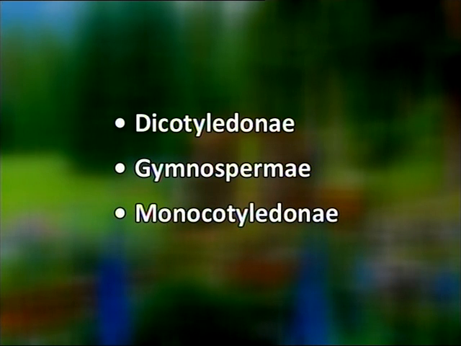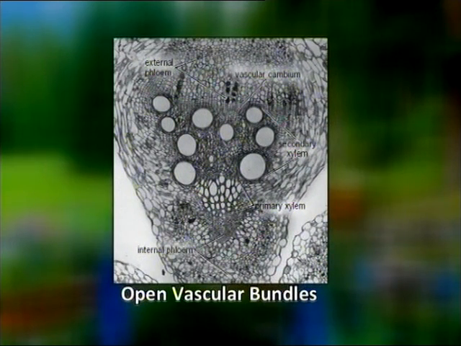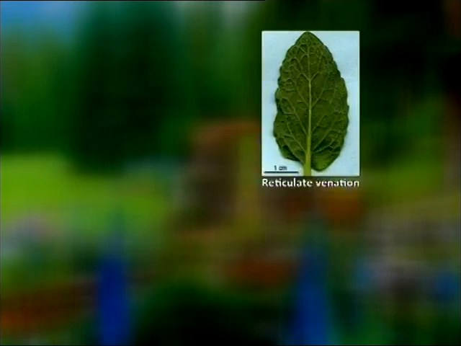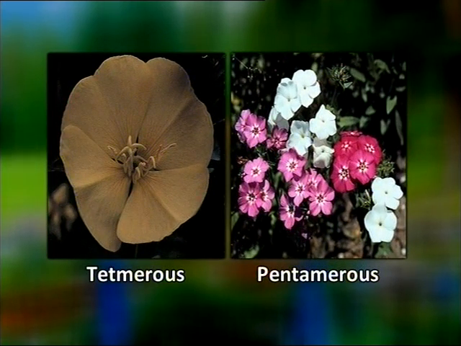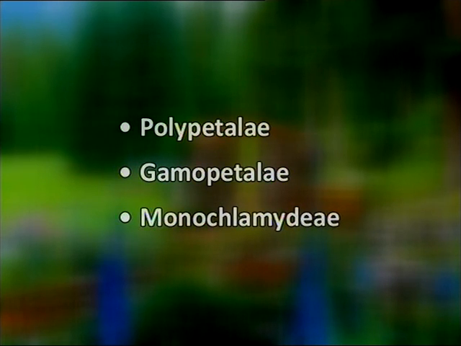Bentham and Hooker divided seed plants into 3 classes: Dicotyledonae, Gymnospermae and Monocotyledonae. Class first, Dicotyledonae or dicotyledonous. Seeds of dicotyledonous plants contain 2 cotyledons, stem with open bundles, leaves show reticulate venation. Flowers are tetramerous or pentamerous. It includes 3 subclasses: Polypetalae, Gamopetalae and Monochlamydeae.